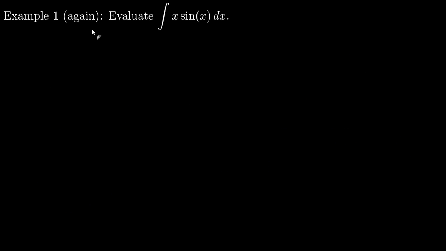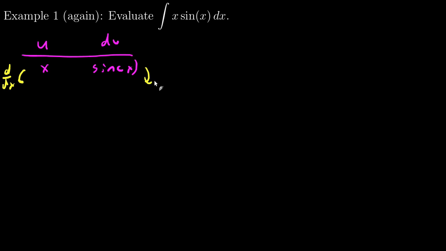Let's see this one again using the table method. So I will choose u, I will choose dv. u is x, dv is sine x. And this way I take the derivative. So on this side I'm taking the derivative, and on this side I'm taking the antiderivative. So derivative of x is 1, derivative of 1 is 0. Antiderivative of sine x is negative cosine x. Antiderivative of negative cosine x is negative sine x.